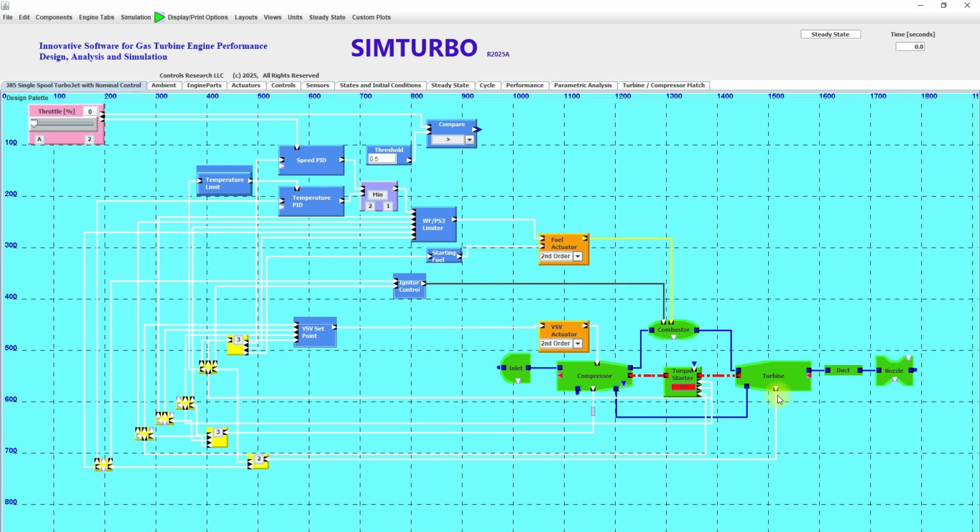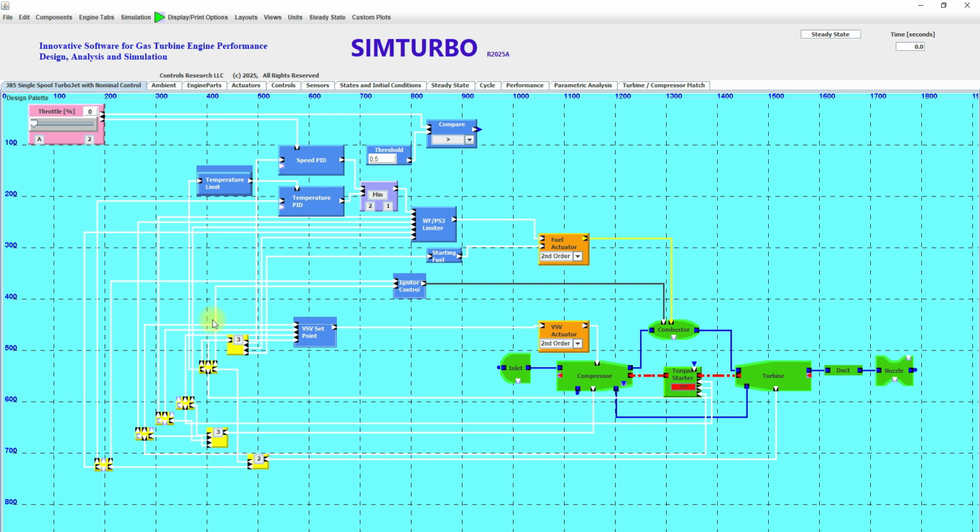Sensors of the system are represented as the yellow components, and they take the measurements from the engine components, such as from the turbine, the speed, as well as the exit temperature of the turbine, and convert those and send those to the blue components, which are the control system components. Also, from the compressor, we gather the pressures and send those to the sensors, and those are sent also to the control. Controls are represented by the blue components.